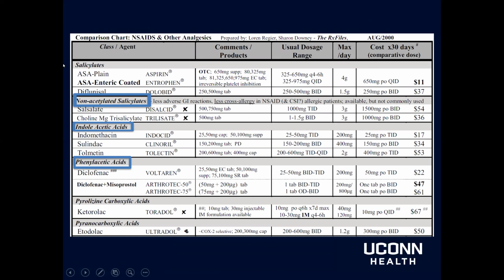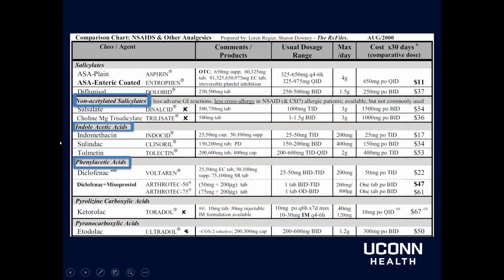So certainly at the top, you have your normal, well-known salicylates, also known as aspirin. But then if we get into the non-acetylated salicylates, the ones that offer less adverse GI reactions, perhaps have less cross-allergenicity in NSAID allergic patients, that might be salsalate or choline magnesium trisalicylate. Then you move into indole acetic acid. So this is your indomethacin and your sulindac.